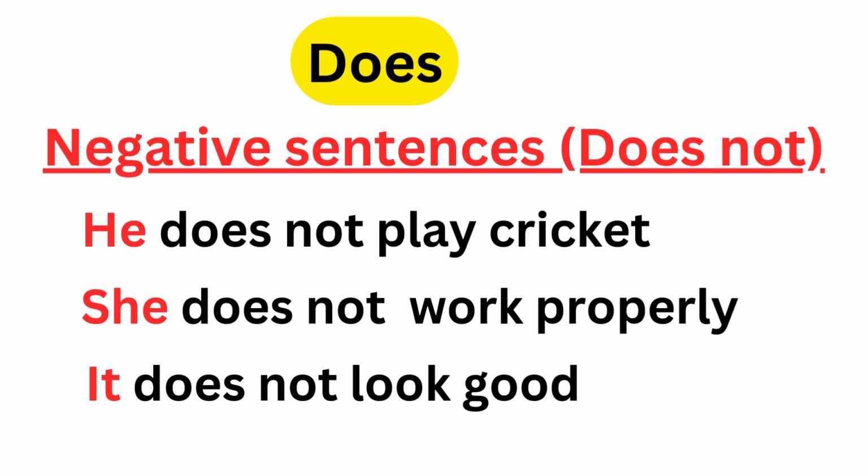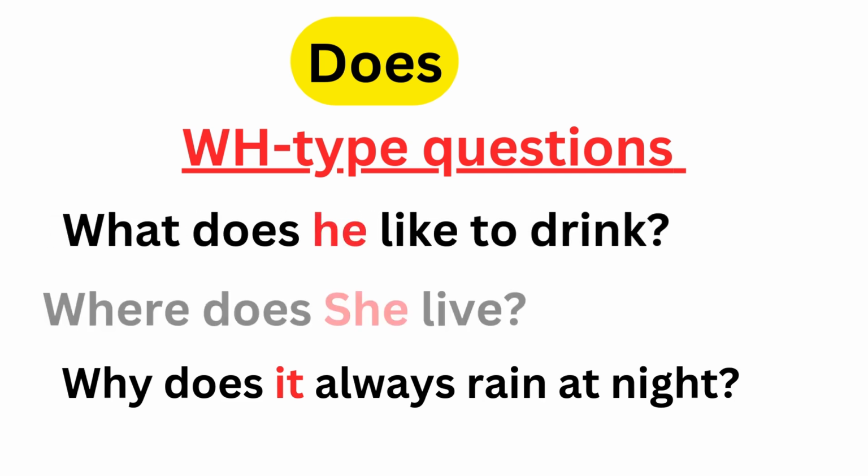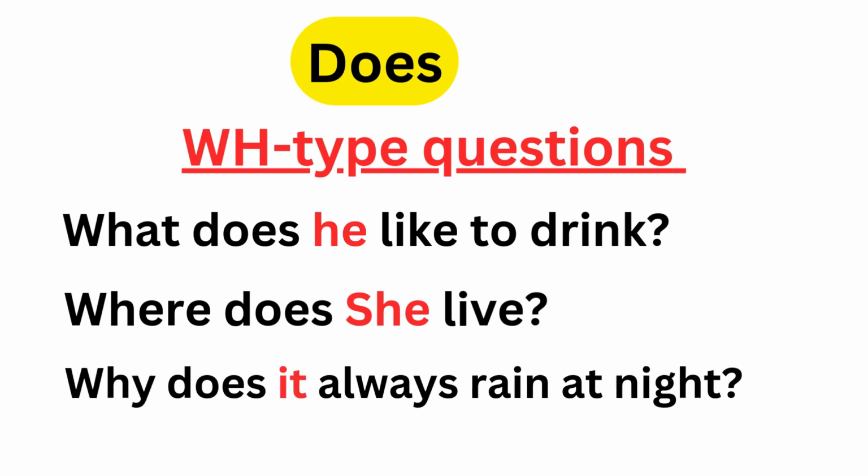Does is used with WH questions. Examples: what does he like to drink? Where does she live? Why does it always rain at night?